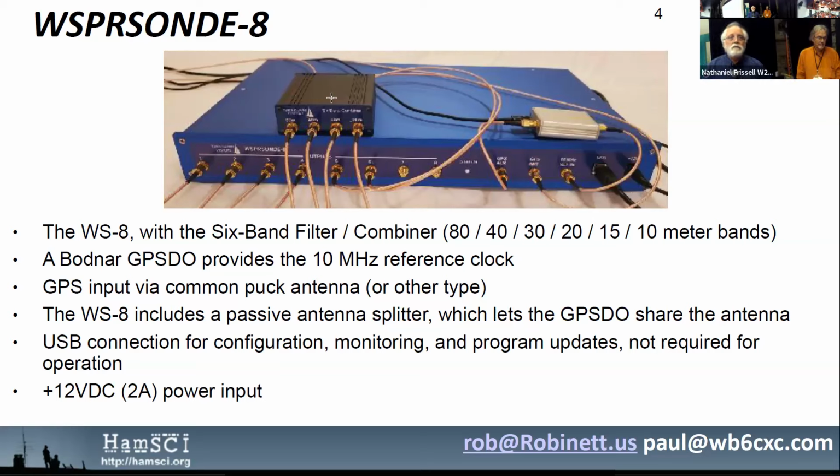So the filter part of this filter combiner takes the square waves and turns them into nice, clean, legal sine waves, and then combines them to go out to an antenna. It's got some other stuff that makes it a little bit easier to use, I hope. It just takes a 12-volt wall wart power supply. So to put this thing up, you need an antenna, you need a splitter combiner, you need a bag of SMA cables, you need a power supply, you need a Bodnar or some other GPSDO, and then you need a GPS antenna.